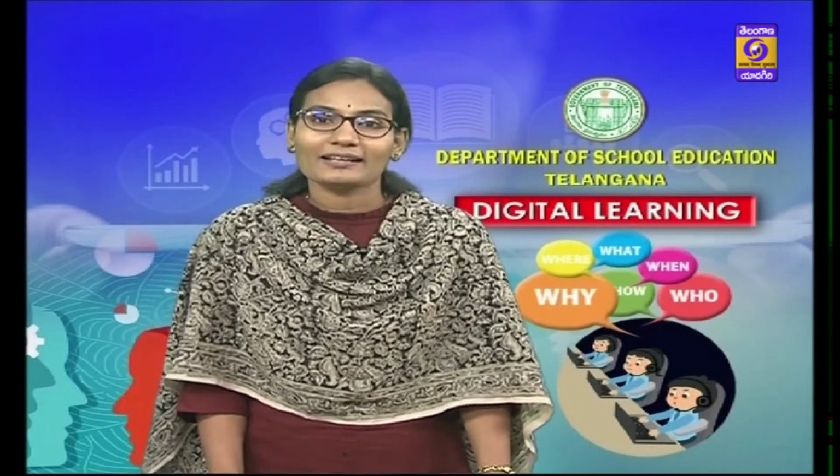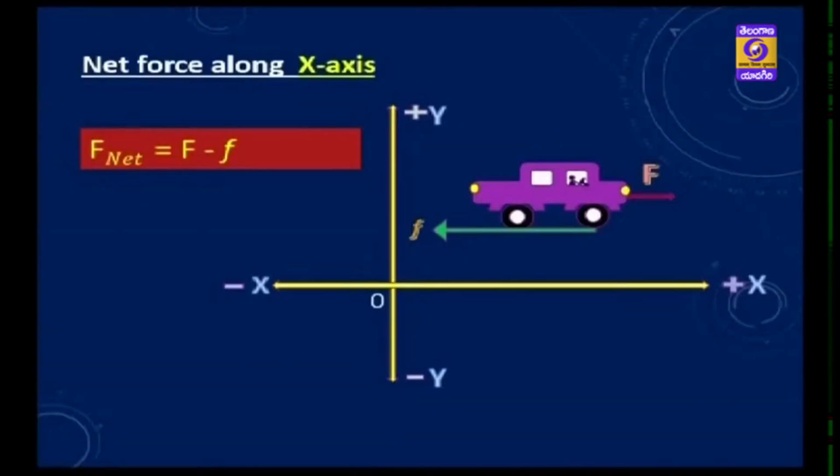Let us calculate the force on this car along the x-axis. So observe here, the engine force is in the direction of the positive x-axis and the frictional force is along the negative x-axis. That's why the net force on this object is engine force minus frictional force. Why am I taking minus here? Because the frictional force is acting along the negative x-axis. So this is the net force acting on the object along the x-axis.